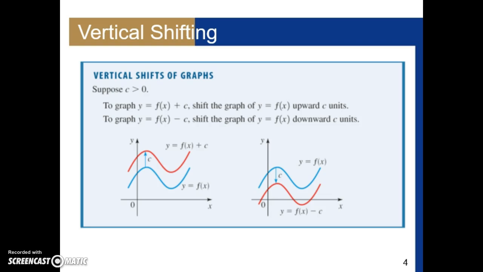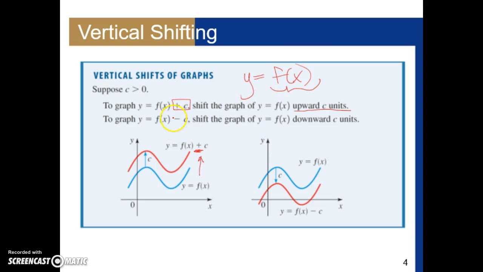Vertical shifting is the transformation that I find students like the most. It makes the most sense. It's the most straightforward. So vertical shifting says if I have the graph of y equals f of x and I add a real number value to that entire function, then basically all that does is shift that function up in the plane in the positive y direction.